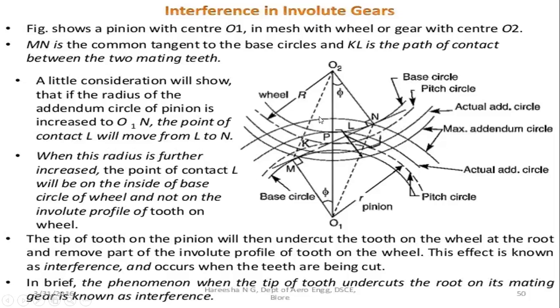So these are the two mating teeth that are taken into consideration. The radius of the addendum circle of the pinion is to be increased to O1N. We have to take the radius from the pitch circle, which is indicated by the dotted circle, and O1N. O1 is the center of the pinion and N is one end of the tangent.